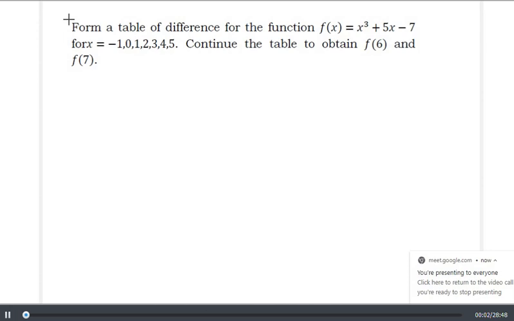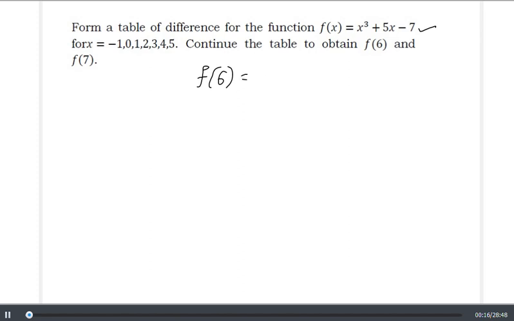From a table of differences for the function is given here and x values are given here, and continue the table to obtain f of 6 and f of 7. See, they are not asking us to find just f of 6 by substitution, x cube minus 5 into 6 minus 7. This is not what they are asking. They are asking us to evaluate these values using the difference table. Okay, so let me do one thing.